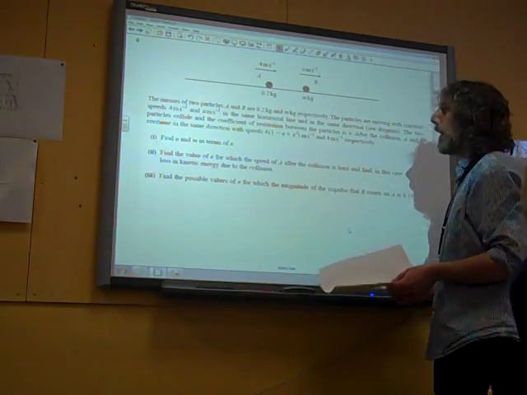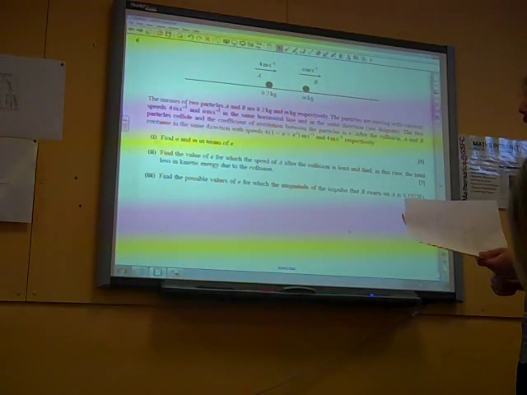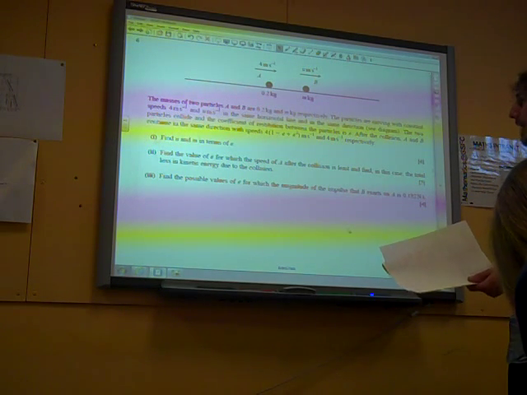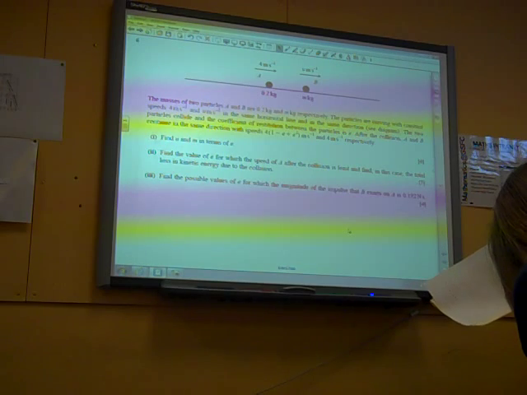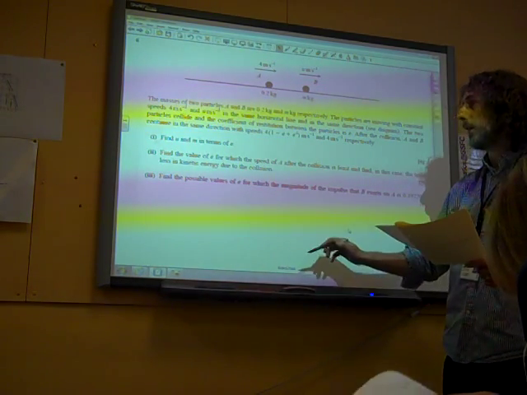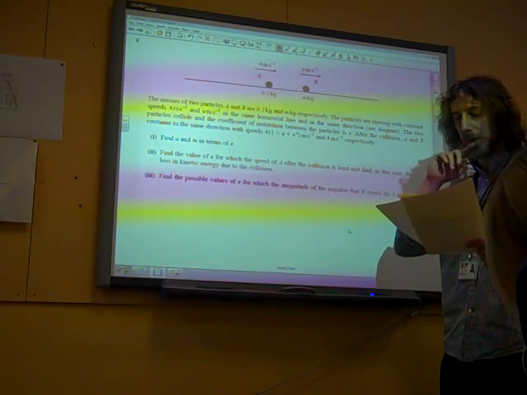Two particles, A and B, constant speeds, and they collide. Coefficient of restitution is e. After collision, A and B continue in the same direction with new speeds. Find u and m in terms of e.